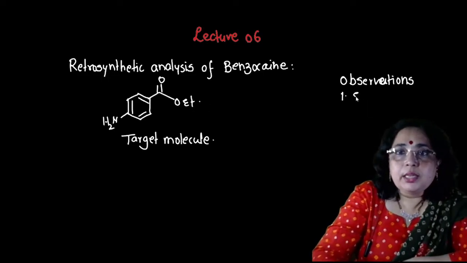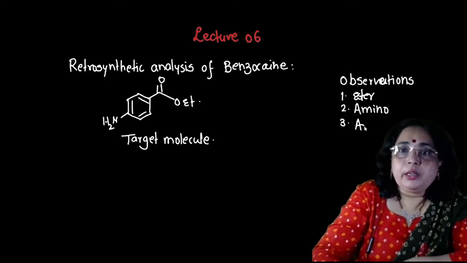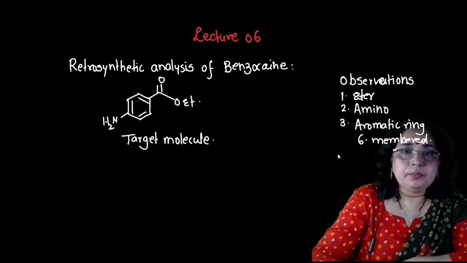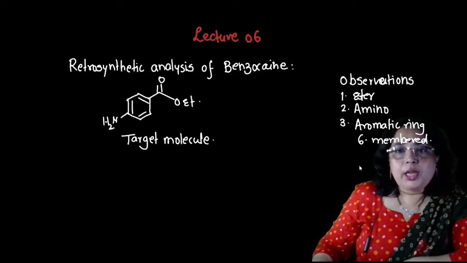Here I can see there is a presence of an ester. There is a presence of an amino group. And there is a presence of an aromatic ring, which is 6-membered. So this is a 6-membered aromatic ring which is present in the molecule. Now the observation has been done.